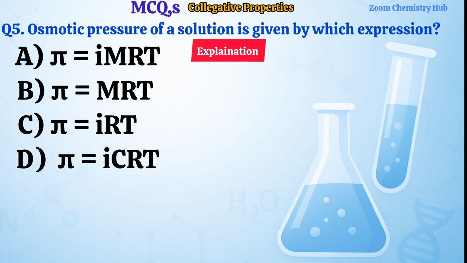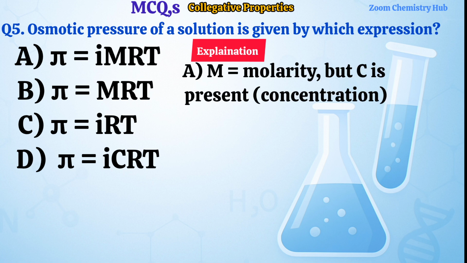In option A, the osmotic pressure is equal to iMRT. Here you can see the capital M is the molarity, but osmotic pressure is affected by the concentration, and here you can see there is no concentration in this expression. So option A is incorrect. That is, the osmotic pressure equal to iMRT, this expression is not correct.